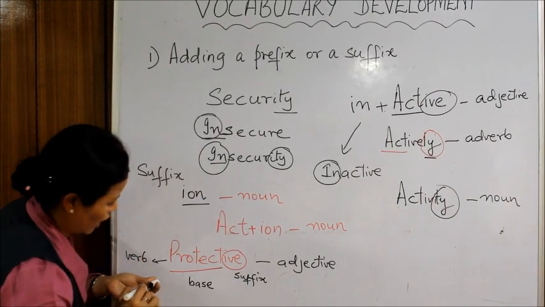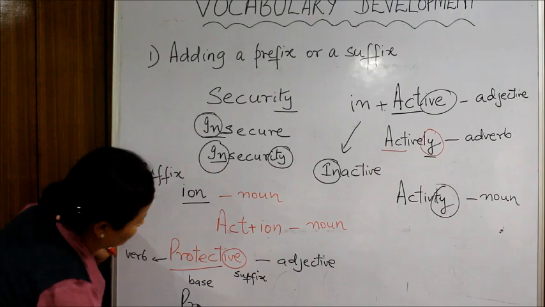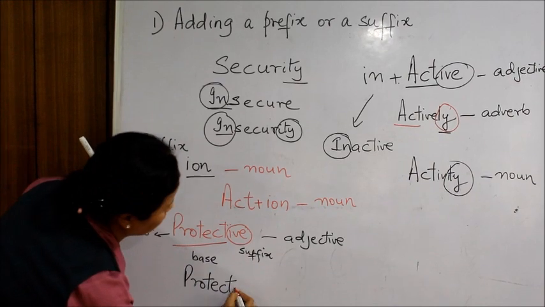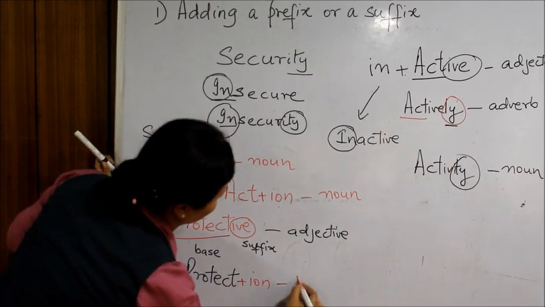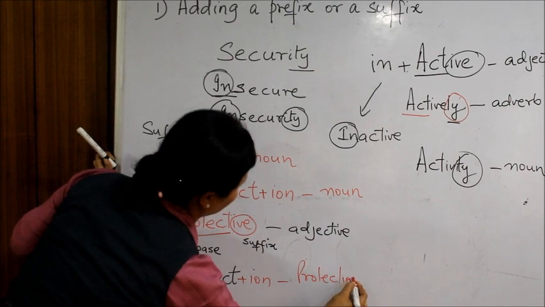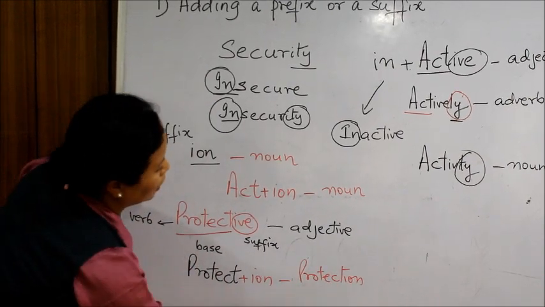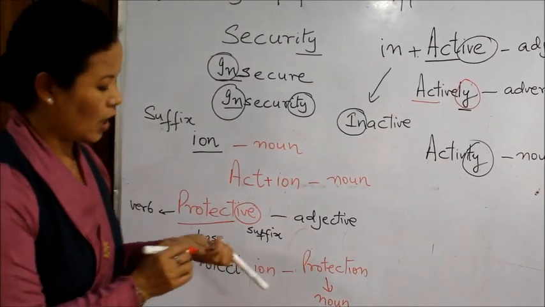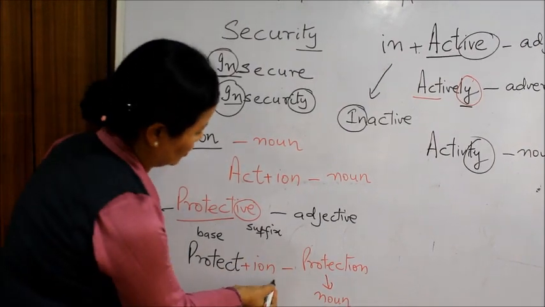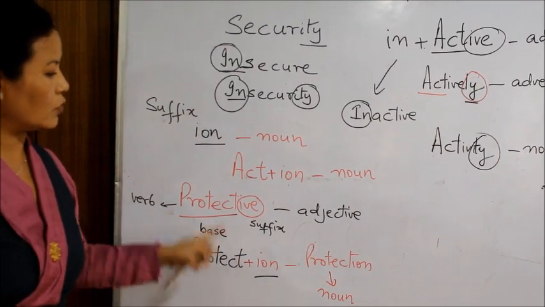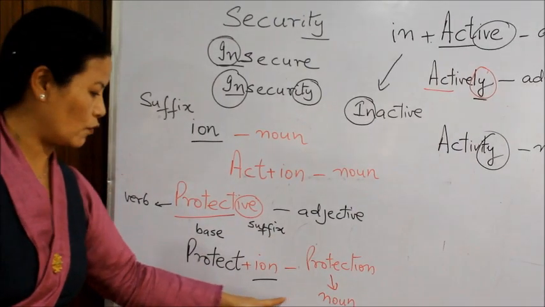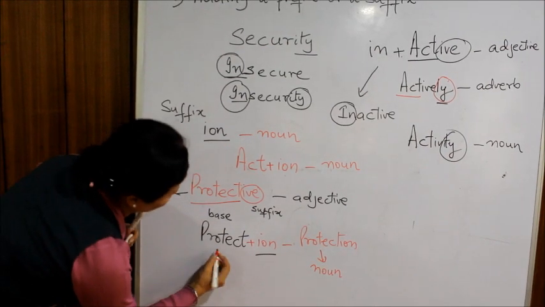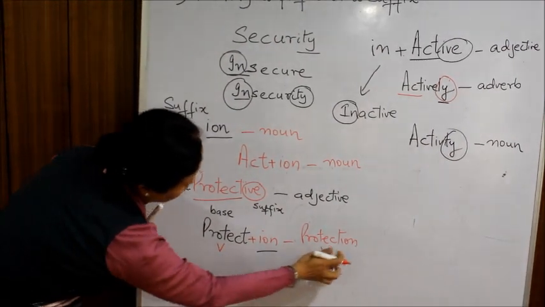And like I discussed earlier, ION. If I add ION to the word protect, protection, now this becomes a noun. Protection becomes a noun because ION, like I told earlier, usually changes a word into its noun form. Protect is the verb, and this is the noun.